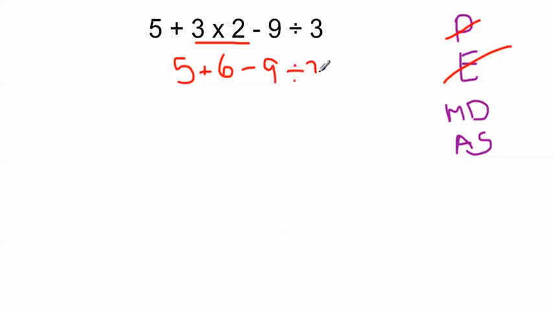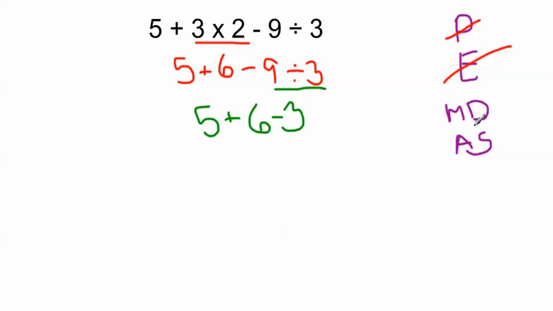Now I will take a look at the problem again, seeing if I have any more multiplication or division. When I look at this problem now, I have 5 plus 6 minus 9 divided by 3. So I look there, and that's what I will be solving. So now I have 9 divided by 3 is 3, and I bring down the rest of the problem. 5 plus 6 minus 3. The minus came from there.